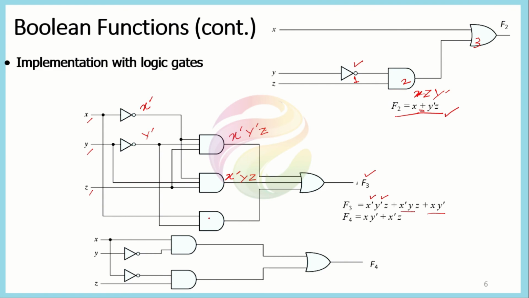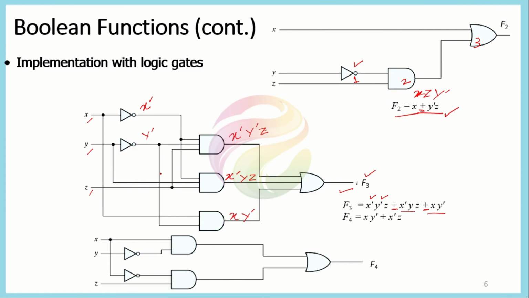And the last AND gate has 2 inputs, x into y complement. So this is the x, and this is the y complement, because we are using the y complement here. So this is x into y complement. Now what we need to do is OR all these terms. So we use an OR gate to OR all these 3 terms, first, second, and third. So it will give us the result of the function f3 here.